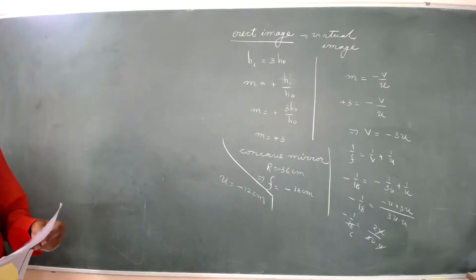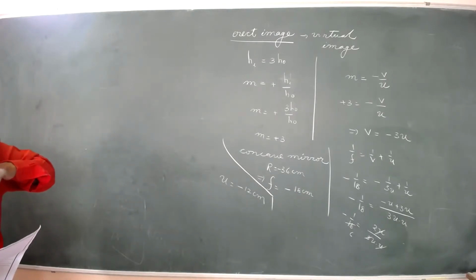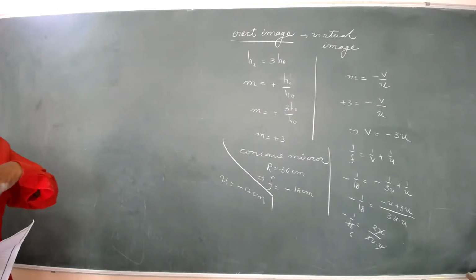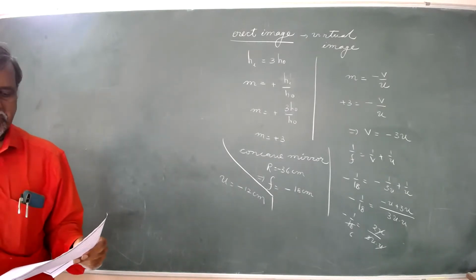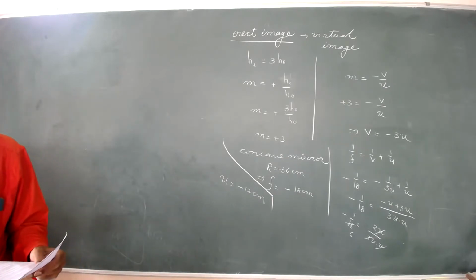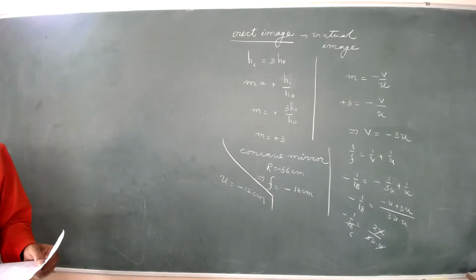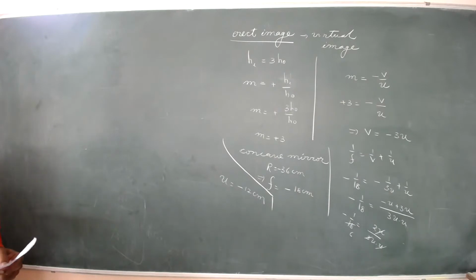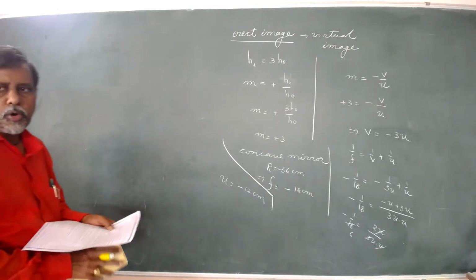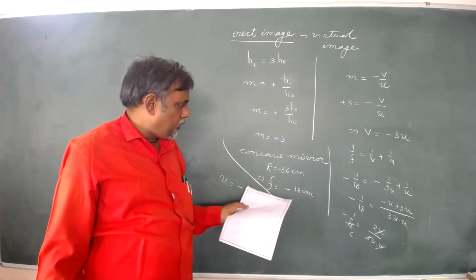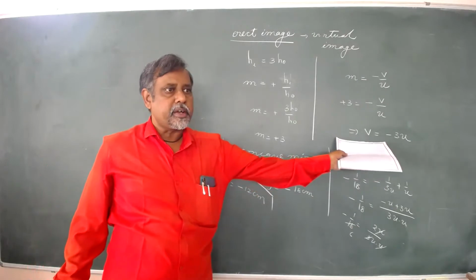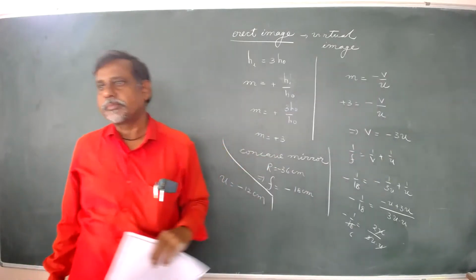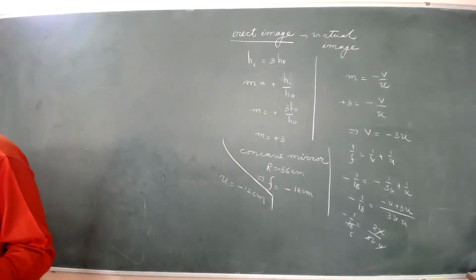Next problem. A convex mirror of radius of curvature 20 centimeter forms an image which is half the size of the object. Find the position of object and its image. Both v and u you need to find. Same model. And in this, the u value we found out, wherever this u value you substitute here, v value will come.